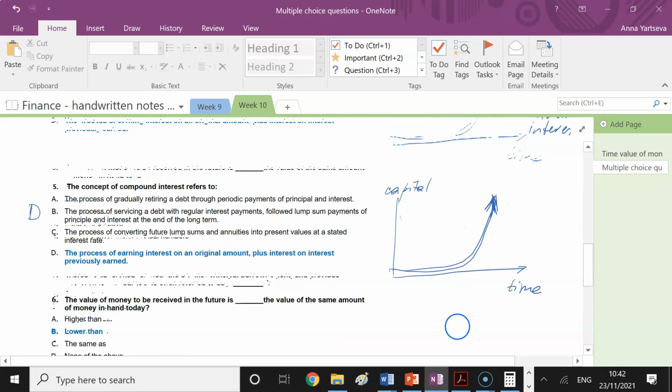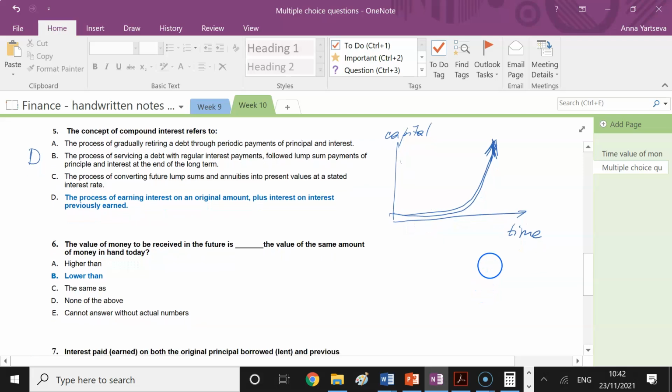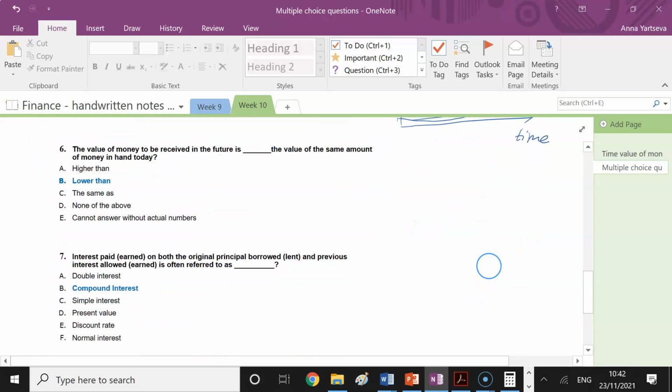Next, the value of money. I've covered this in the lecture. I quite like this lecture, so if you haven't seen it yet, please make sure that you watch it, The Power of Compound Interest. The value of money to be received in the future is lower than the value of the same amount of money in hand today. Again, this is what is reflected in the idea of the time value of money.